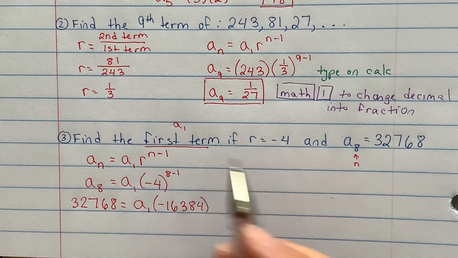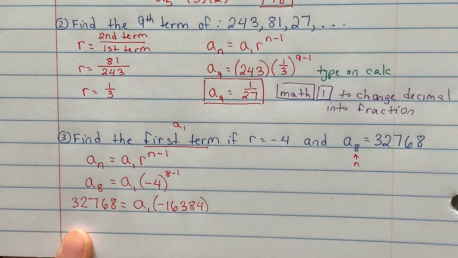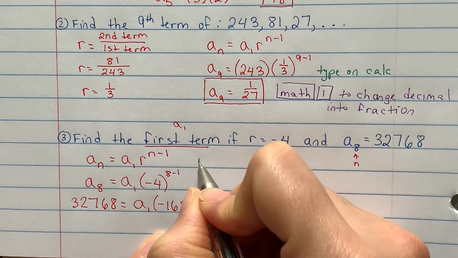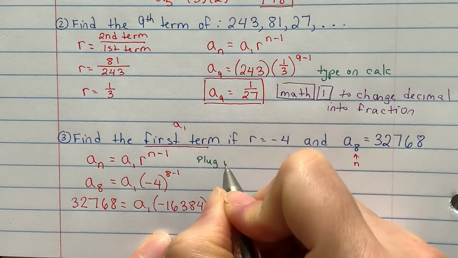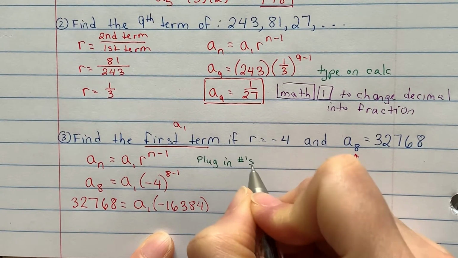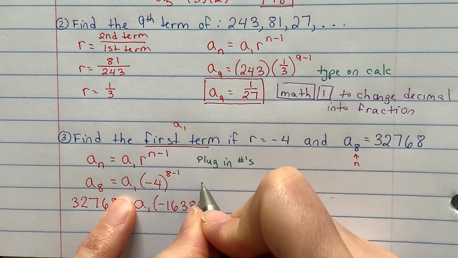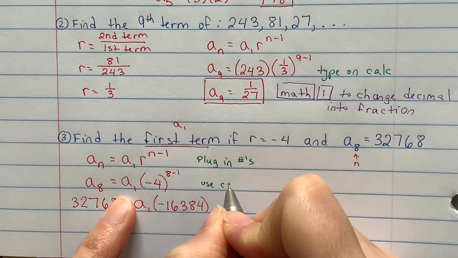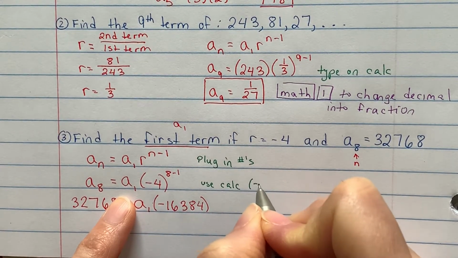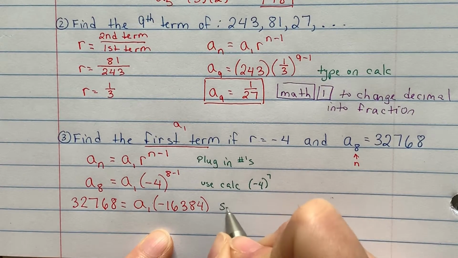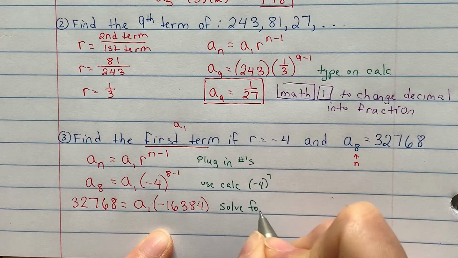Well, the question says to find the first term, so I only have one step left. How do I get a sub 1 by itself? So at this point, if I'm going to write down what I'm doing here, the first thing I did was I plugged in the numbers. Again, these are my notes, so I'm just annotating what I'm doing. The next thing that I did was I used the calculator on -4 to the 7th power. And the last thing I'm going to do is to solve for a sub 1.